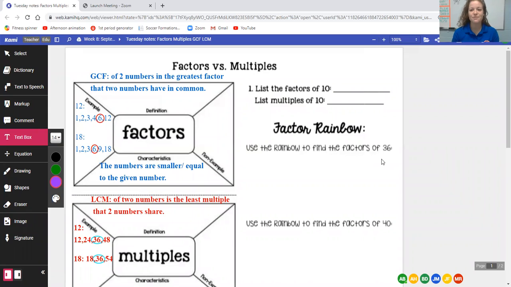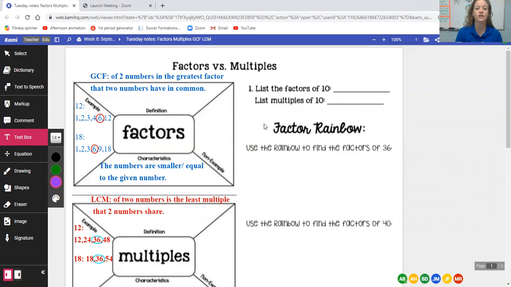Hey everyone, today we are going over factors versus multiples, okay? We are starting our next couple lessons on GCF and LCM. So we have a couple of these definition squares that we'll be going over today. We're going to start off with factors. So GCF is, for two numbers, the greatest factor that the two numbers have in common.